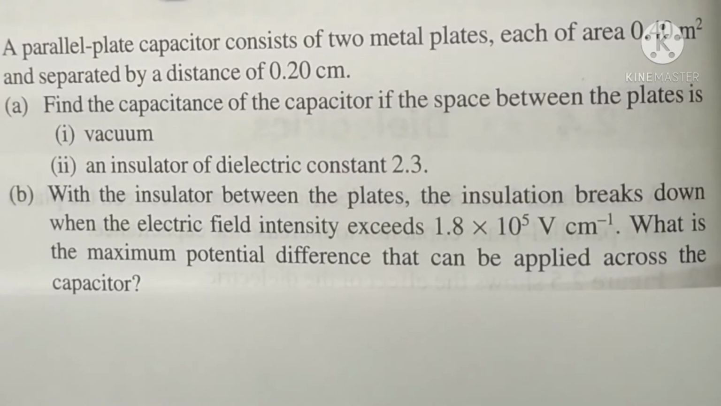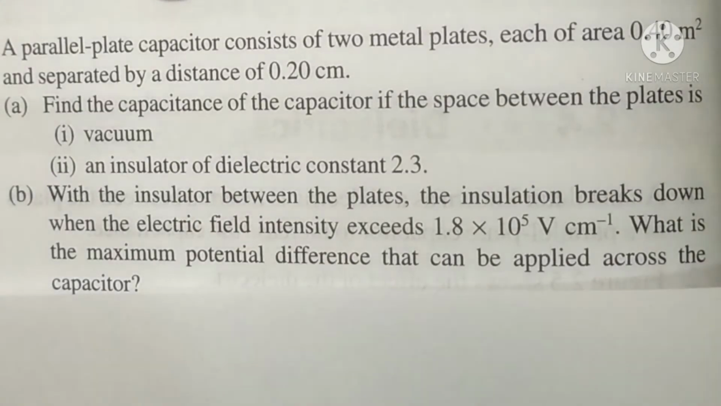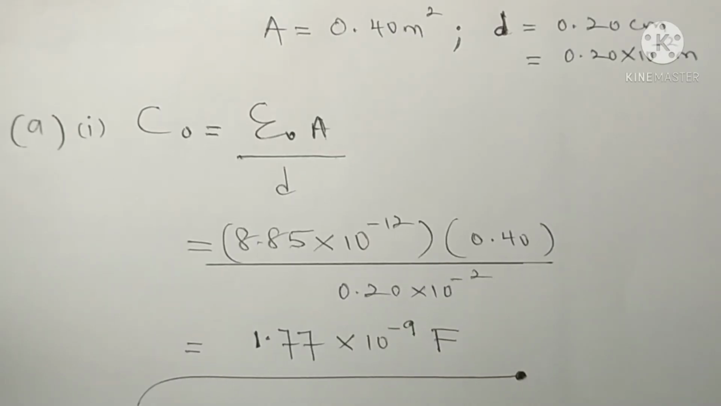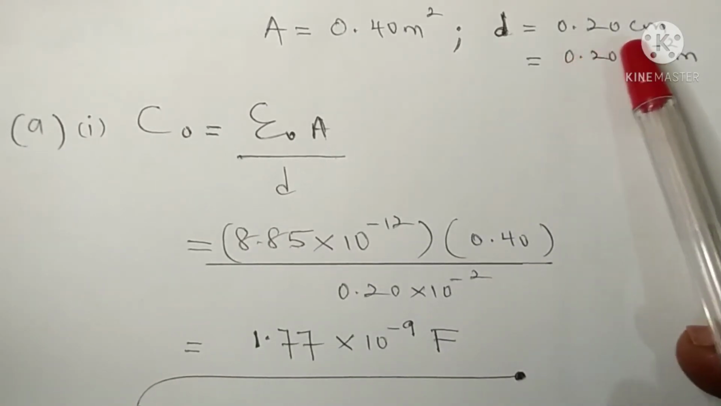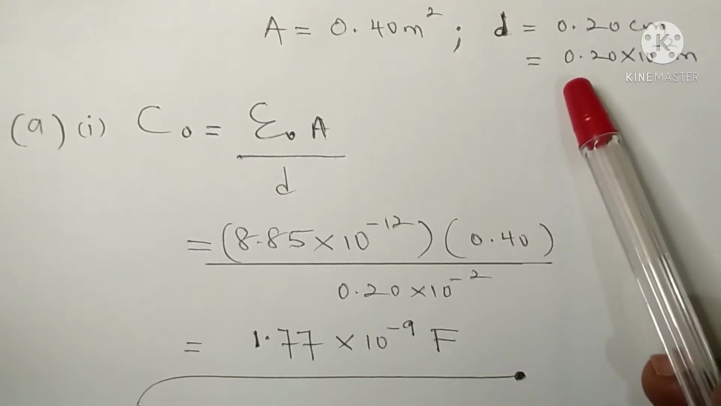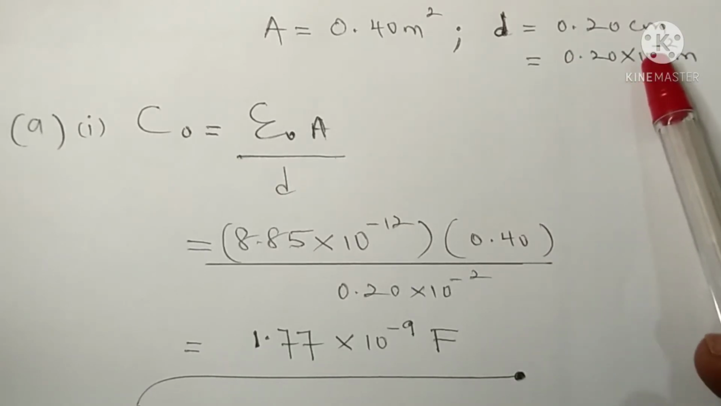For section A, find the capacitance of the capacitor if the space between the plates is in vacuum, for Roman 1. For the capacitance of the capacitor in vacuum, the question already gave the plate's area as 0.40 meter squared, separated by the distance 0.20 centimeter, which is 0.20 times 10 to the power of negative 2 meter.